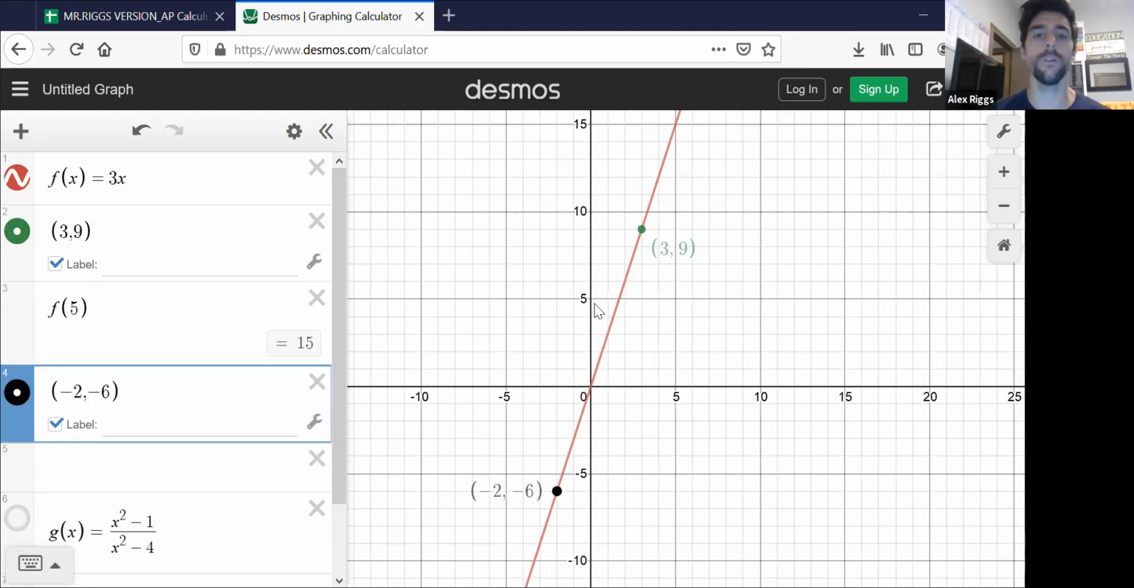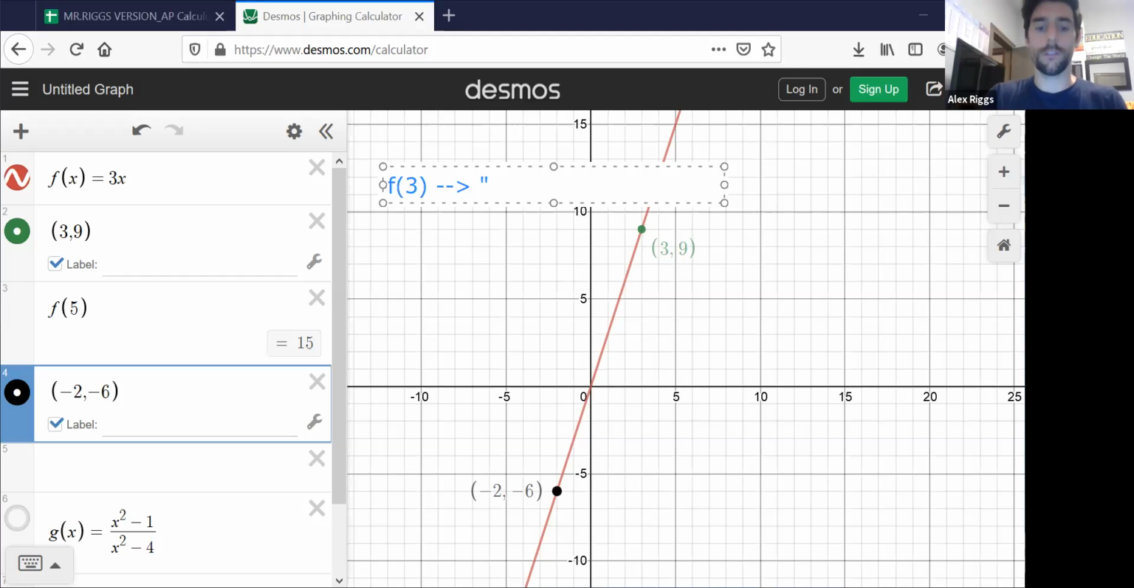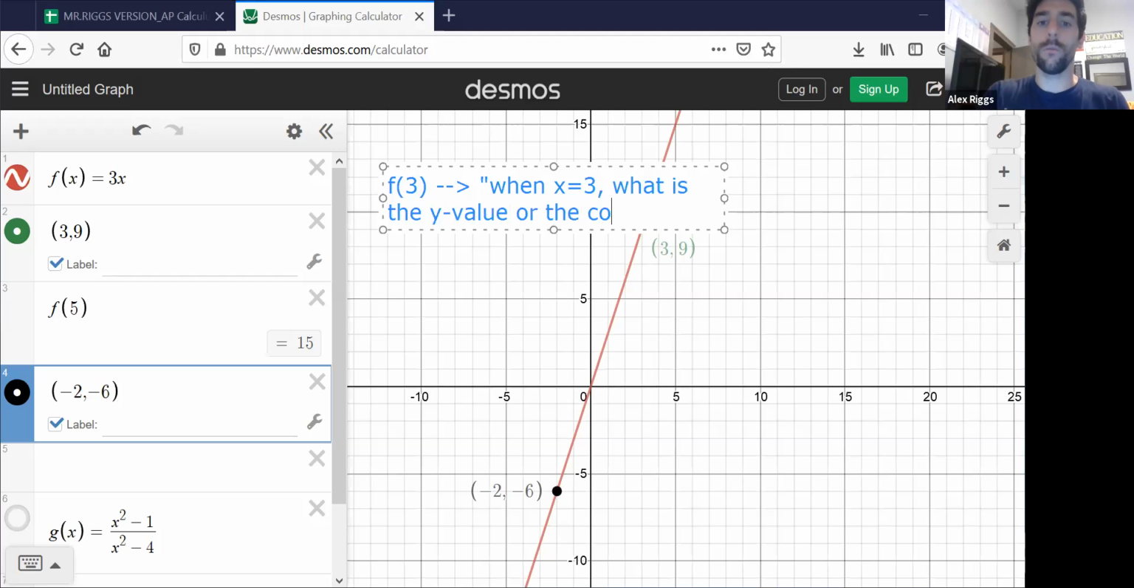Let's look at how we did f of 3. When I did f of 3, we got 9. What calculus is going to do is not use the same function notation language. So I'm going to annotate real quick. Right now, when you're saying f of 3, the corresponding math language is this: when x equals 3, what is the y value, or the output value?